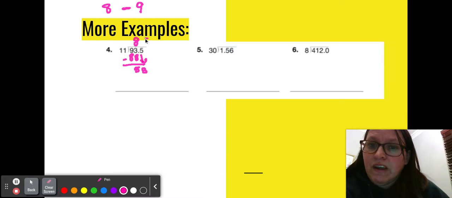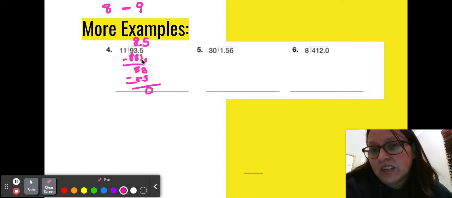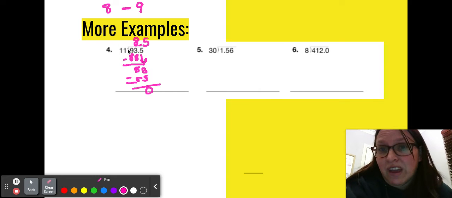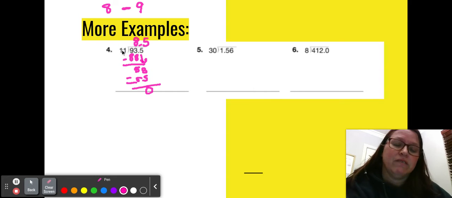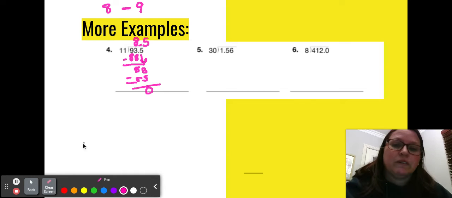11 goes into 55 5 times. 5 times 11 is 55. 55 minus 55 is 0, but I always have to add my decimal up to the top. And so my answer would be 8.5, which is actually right in the middle of 8 and 9. So my estimate was correct, and it was very close.